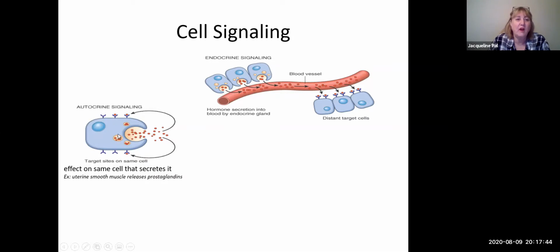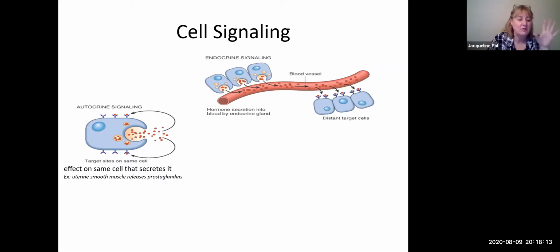The first type is autocrine signaling, where basically the cell that is secreting the substance is the same cell that has receptors for that substance. So the effect is on the secreting cell itself. An example of this is when the smooth muscle releases prostaglandins, it causes that smooth muscle to contract, and this is what causes uterine cramps during ladies' menstrual cycles. And so it could be blocked with something that blocks prostaglandin release.